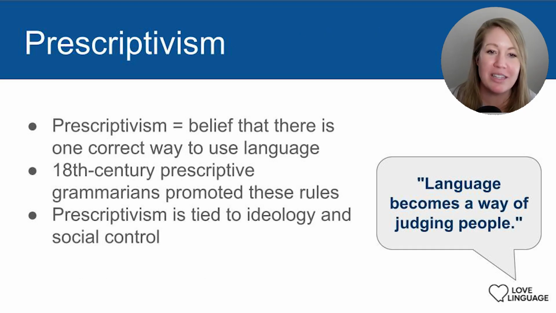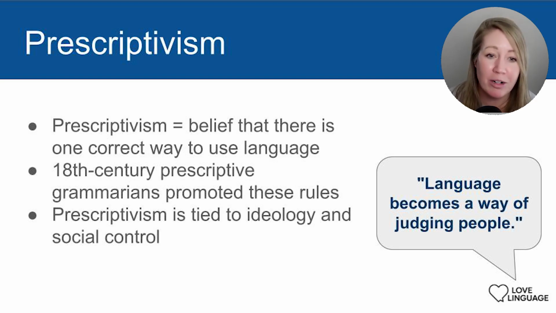Now, in the 18th century, we see the rise of prescriptivism. And prescriptivism is the idea that there is a correct way to use language and that people should follow those rules. But here's the important part. Prescriptivism is not just about language, it's about ideology. Prescriptive grammarians didn't just say that certain forms were incorrect, they often described them as impure, morally wrong, or corrupt. So what happens is that language becomes a way of judging people. Non-standard forms become associated with being uneducated or lower class or even inferior. And when we talk about correct grammar, we have to recognize that we're not just talking about language anymore. We're talking about social judgments and power structures.